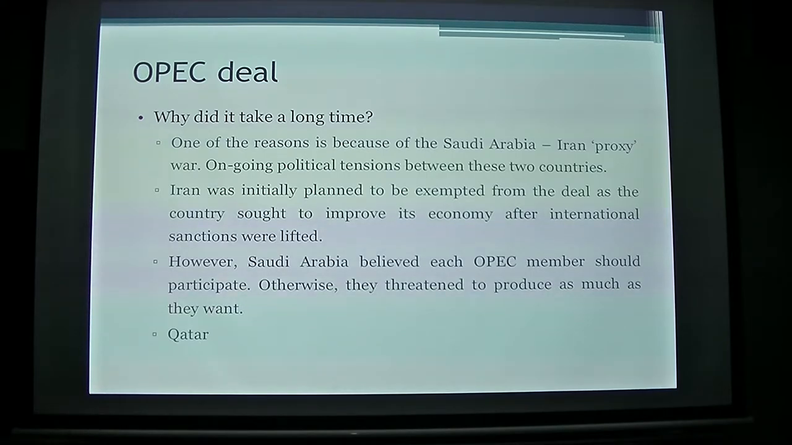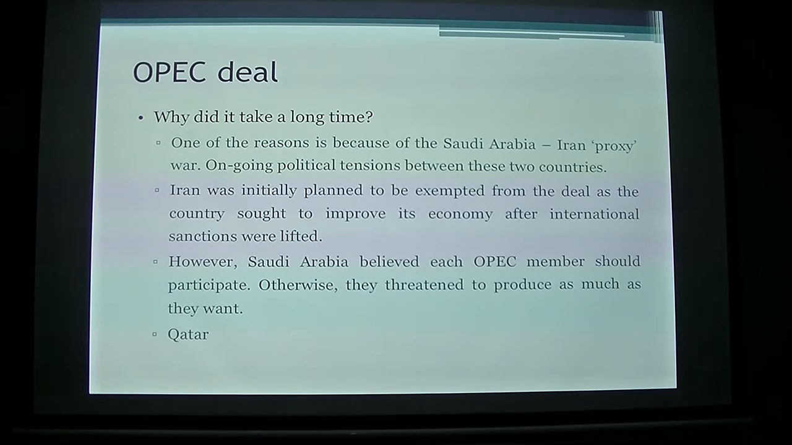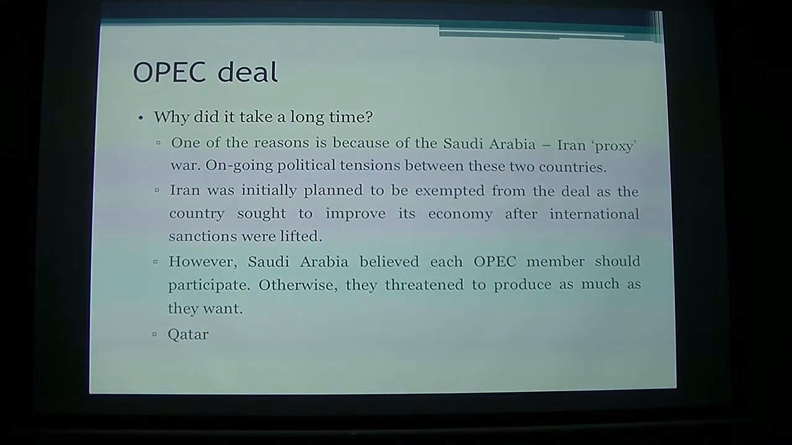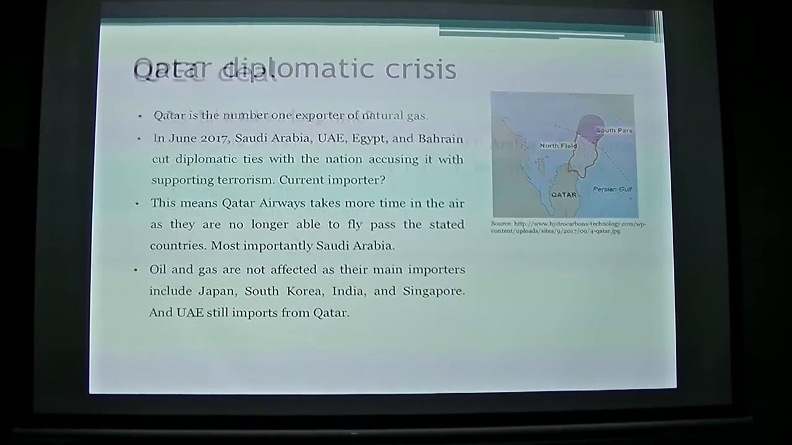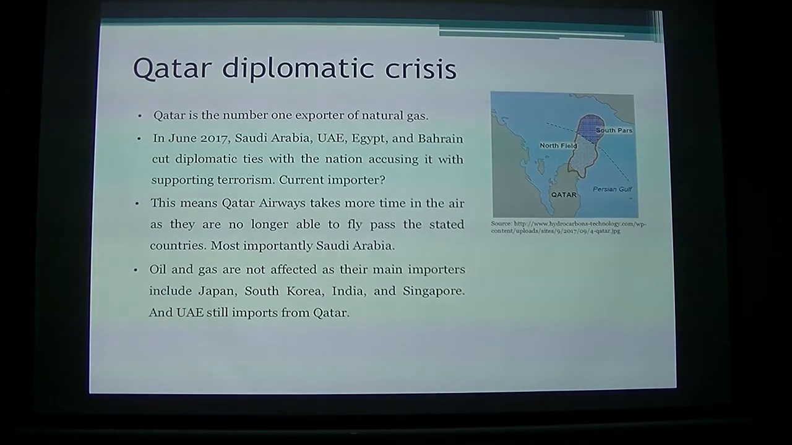Between these two countries, Saudi Arabia and Iran, there is actually a conflict going on with Qatar, and it is somewhat related, although not as much to the OPEC deal. It is called the Qatar diplomatic crisis. If you remember, Qatar is the number one exporter of natural gas. In June 2017, Saudi Arabia, UAE, Egypt, and Bahrain cut diplomatic ties with the nation, accusing it of supporting terrorism.